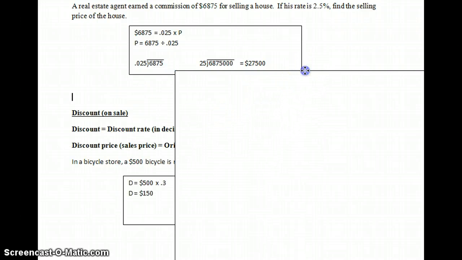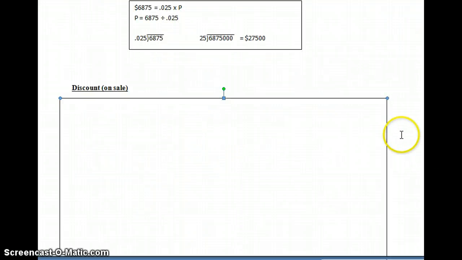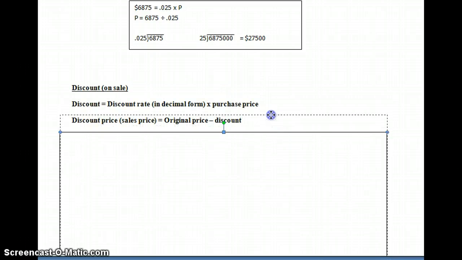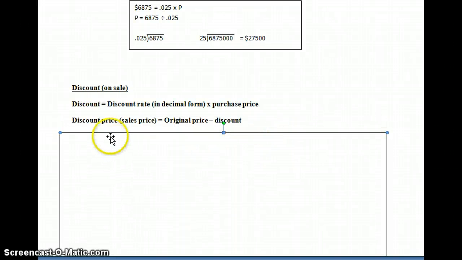Okay, now we'll go to discount. And discount is what we call on sale, if something's on sale at the store. So the discount equals the discount rate in decimal form times the purchase price. Now if I want to find out how much I spend, to find my discount price, I take my original price and subtract the discount. Don't add it like you did in the taxes, but subtract.